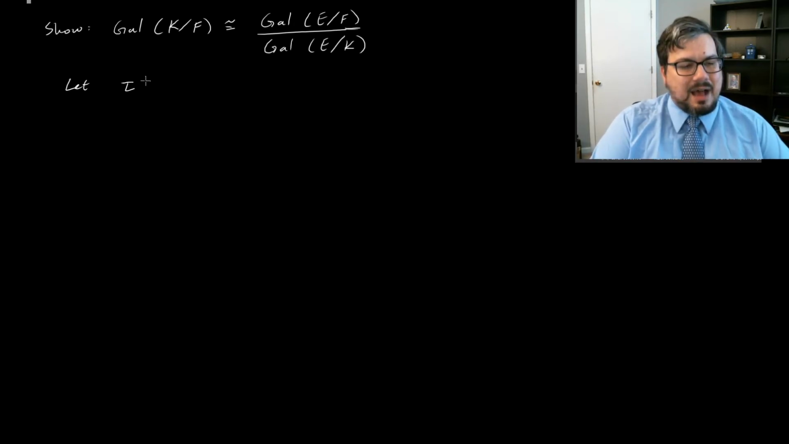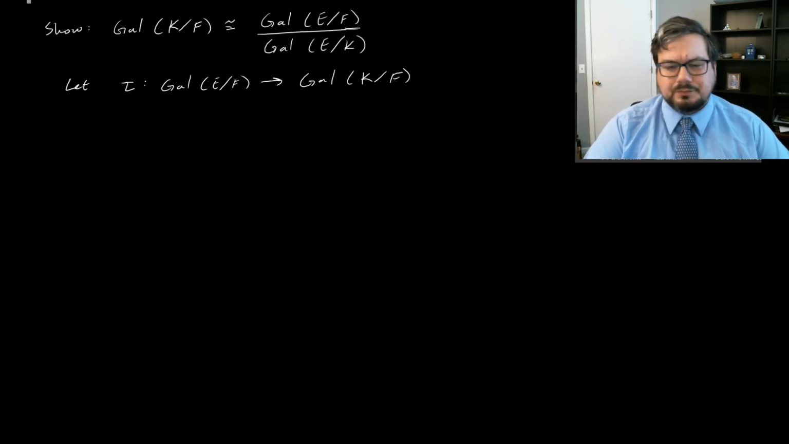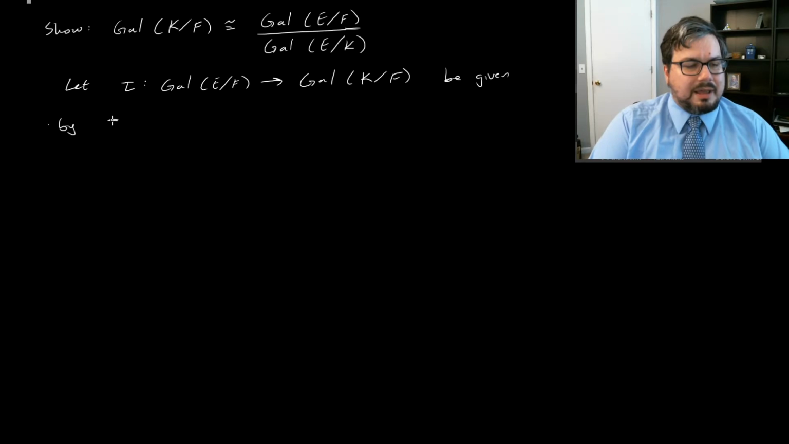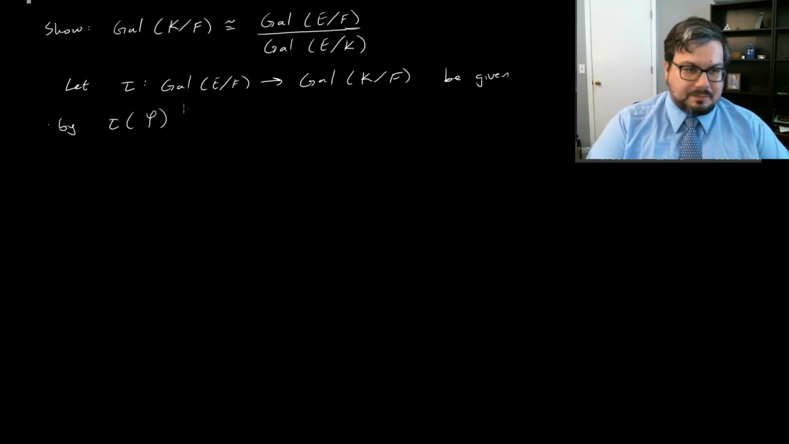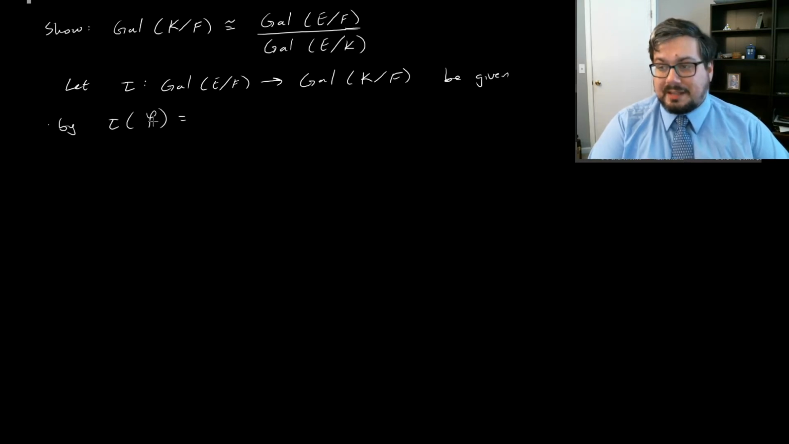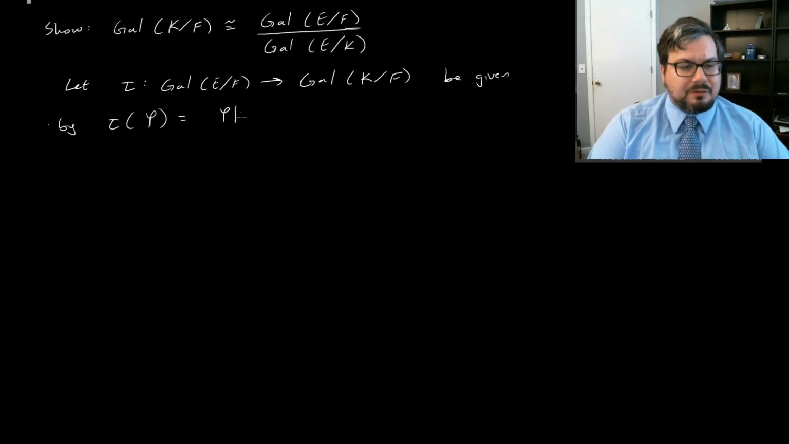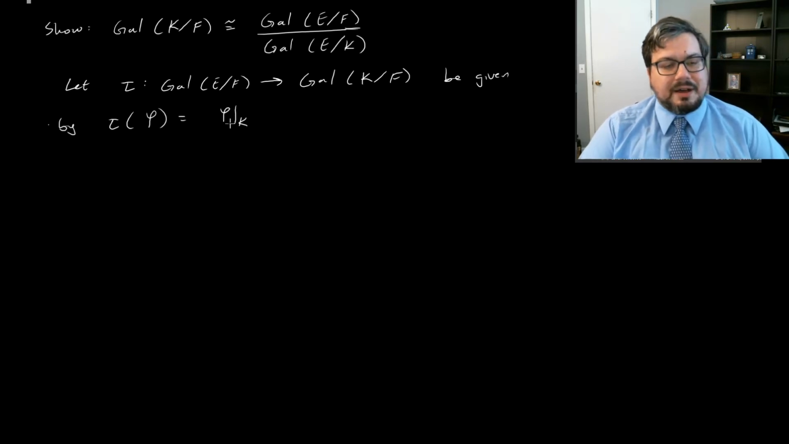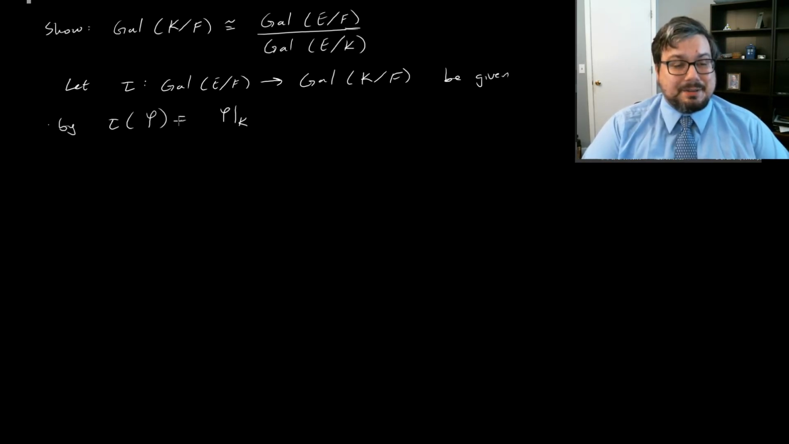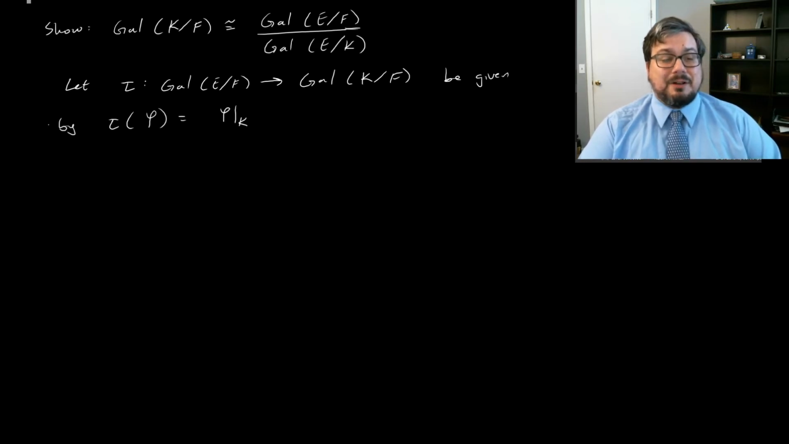So let tau be a function from the Galois group of E over F to the Galois group of K over F, given by tau of some automorphism phi being phi restricted to K. So this notation means that phi restricted to K is the function that has the same outputs as the element phi. Its domain has just been restricted to K.